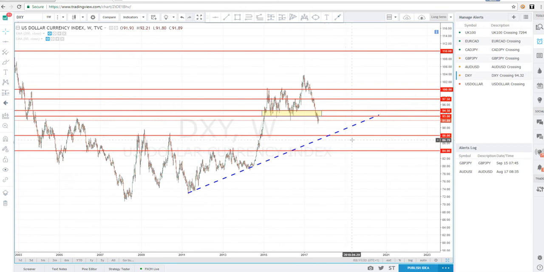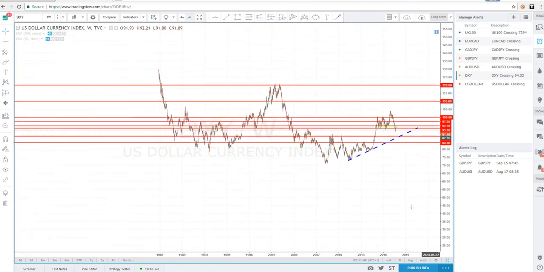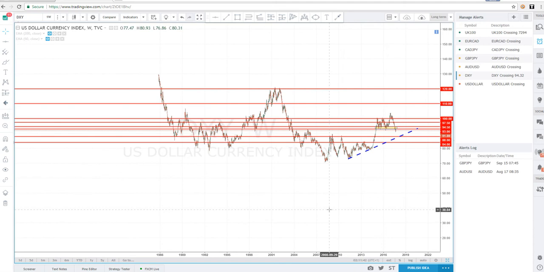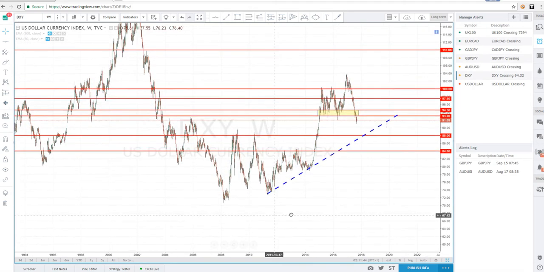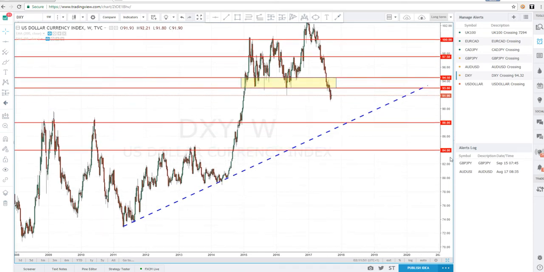A break and retest of 88 to the downside will then lead it down to the bottom of 76, which would lead it to be, I think, almost the lowest the strength of the dollar's ever been. It'd take a lot for that to happen, but hey, that's trading. We trade what we see, simple as that. So let's go back now to what we look at the moment.